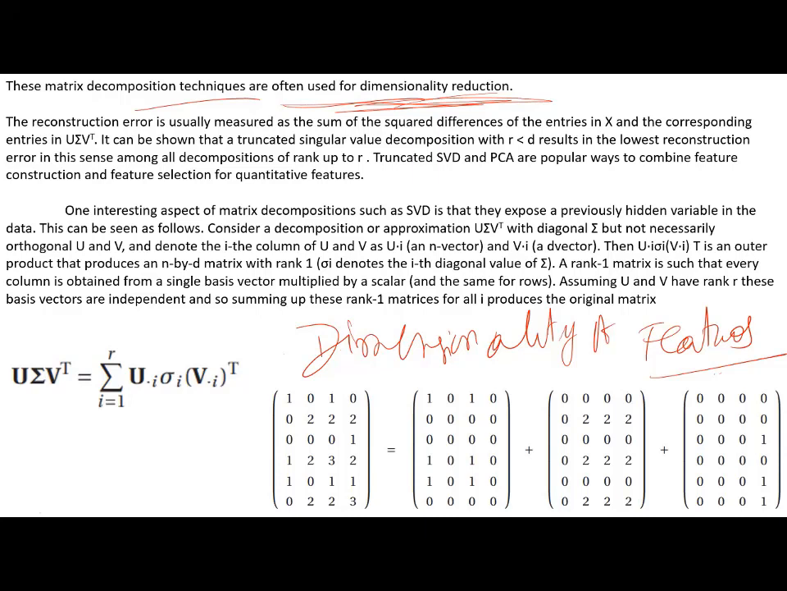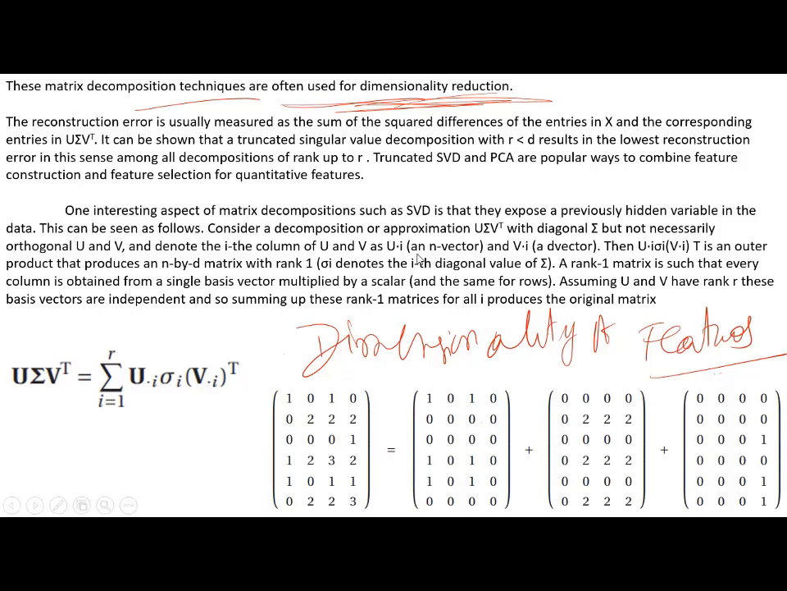So lastly, one interesting aspect of matrix decomposition such as SVD is that it exposes a previously hidden variable in the data. This can be seen as follows. The formula is U sigma V transpose equal to the sum over i equal to 1 to r of Ui rho i Vi whole power T. This is the formula, right?